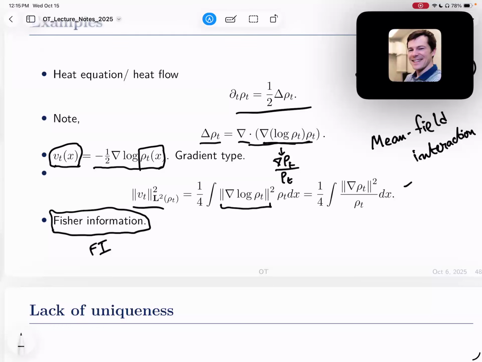So here, for example, in this particular example of the heat flow, if I start with, let's say, rho 0 to be normal 0, 1, and if I take dimension d equals 1, then I can take rho t to be normal 0, 1 plus t. That's a marginal. If I start my Brownian motion from standard normal, and if I measure its law at time t, then I would get this marginal.